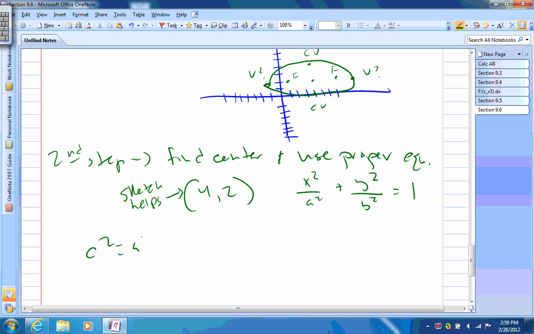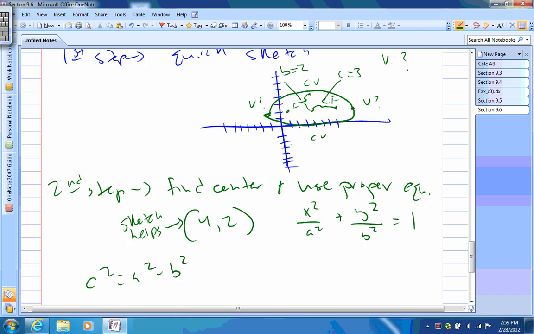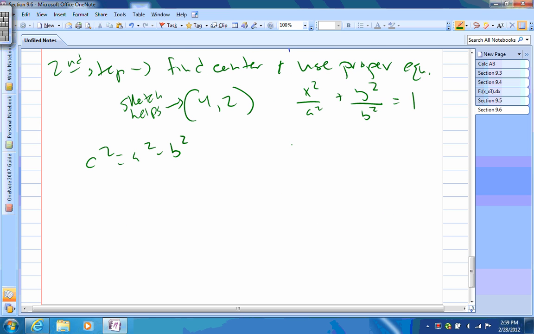C squared equals a squared minus b squared. So we know that C has to equal 3 according to our graph. That's B. B has to equal 2 according to our graph. Again, the graph is crucial for this. So 9 equals a squared minus 4. A squared equals 13. So now I can write my equation.